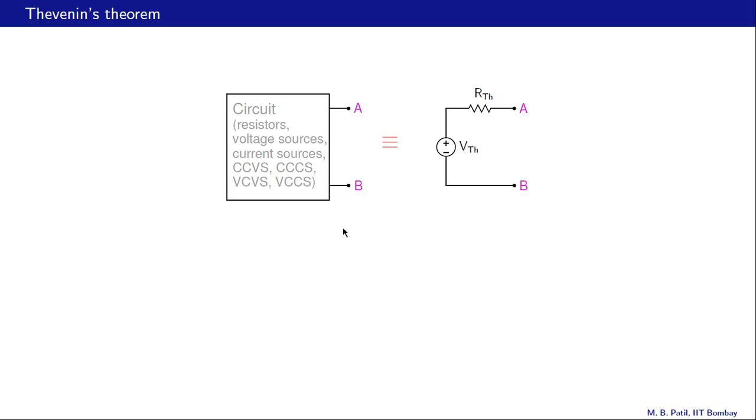And now imagine that we have a load resistance RL connected between A and B to the original circuit as well as to the Thevenin equivalent circuit. Then Thevenin's theorem says that the load resistance does not see any difference between the original circuit and its Thevenin equivalent. That means the voltage across the load resistance or the current through the load resistance would be identical in these two cases. Alright, now the next question that comes up is how do we figure out VTH and RTH from the original network. So let us look at that.